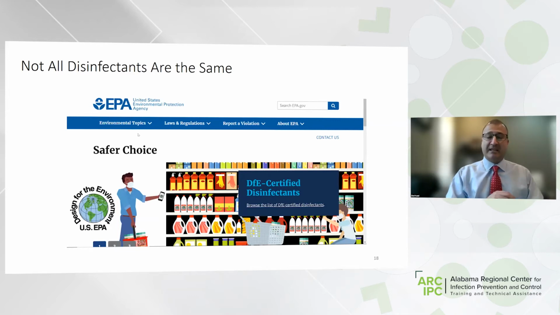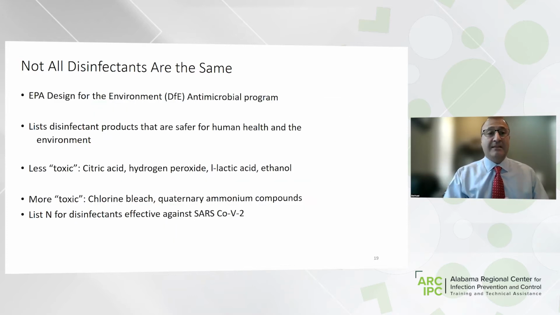Now, the Environmental Protection Agency has done a lot of work in this pandemic, as well as the United States Food and Drug Administration. They had to deal with an increased demand for these chemicals. They had to deal with chemicals that are imported from outside the US. They also had to deal with concern by the public, in addition to dealing with environmental concerns. The EPA had already developed a list of chemicals that are safe or relatively safe to the user and also gentle on the environment. And this is called the EPA Design for Environment Antimicrobial Program. And this website lists disinfectant products that are both safe for human health and the environment.